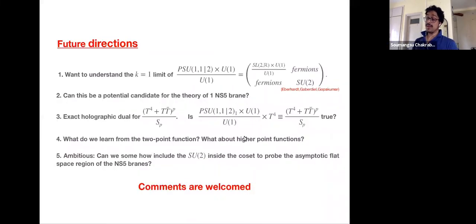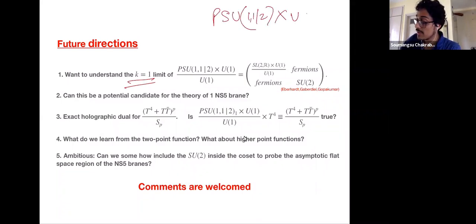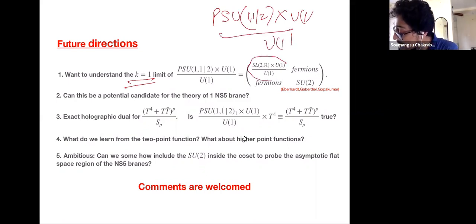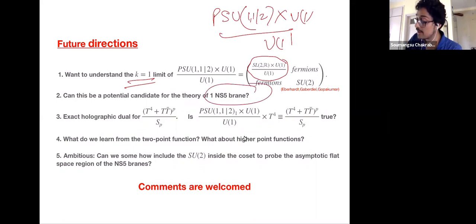Now, what can be done, but I'm not sure exactly whether this makes sense or not, because these will be mostly speculations. One thing that I want to do is to take the k equal to 1 limit, because if I define this PSU(1,1|2) times U(1) by U(1) in this particular way, so that it only acts on this diagonal SU(2), and then take the deep UV limit, that's going to give me the theory of one single NS5 brane. That's not known.